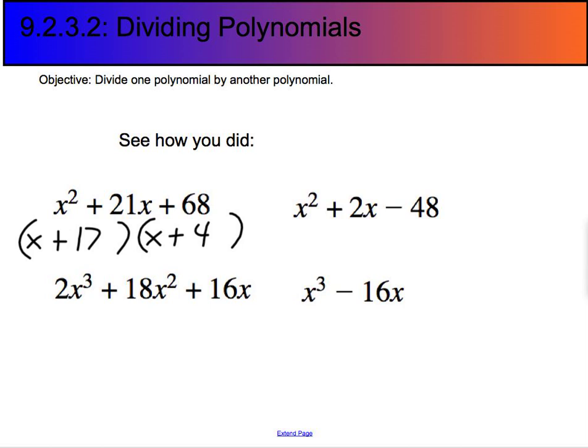All right, let's go ahead and see how you did. So let me just copy and paste these. I'll give you some area to put my answers in. So we're looking for 2 parentheses.